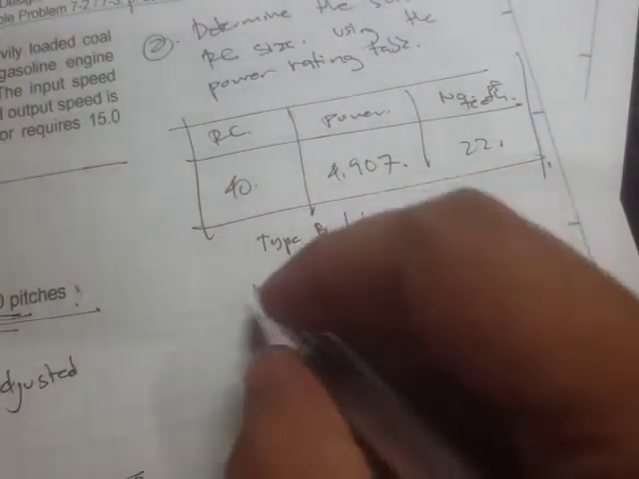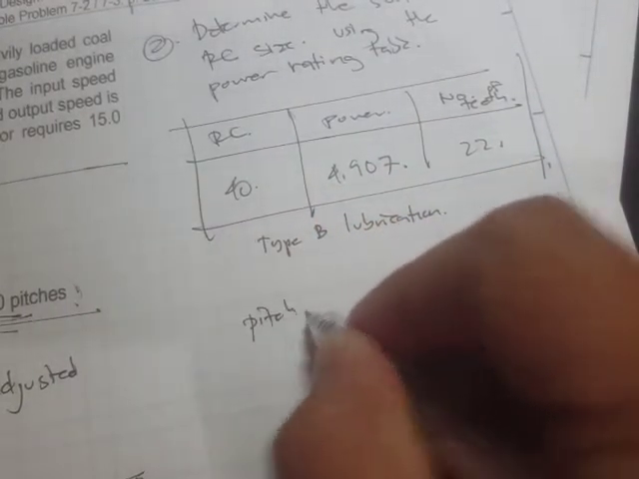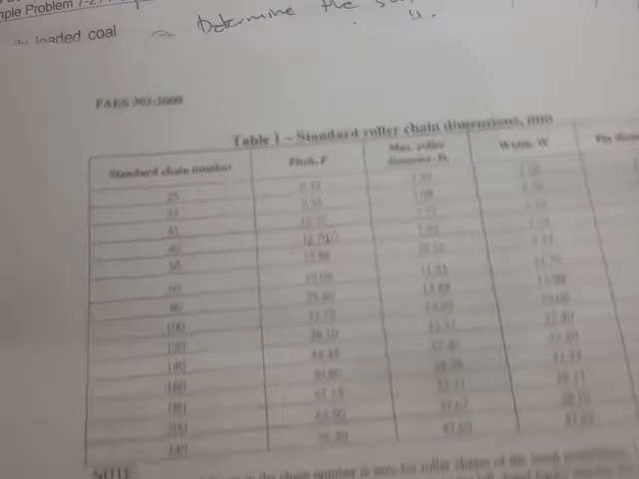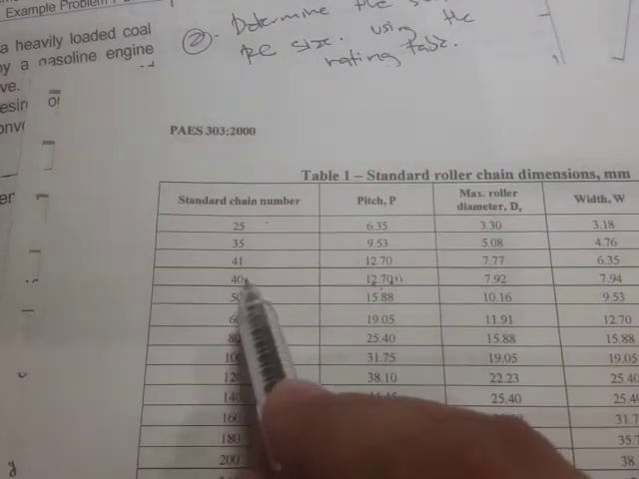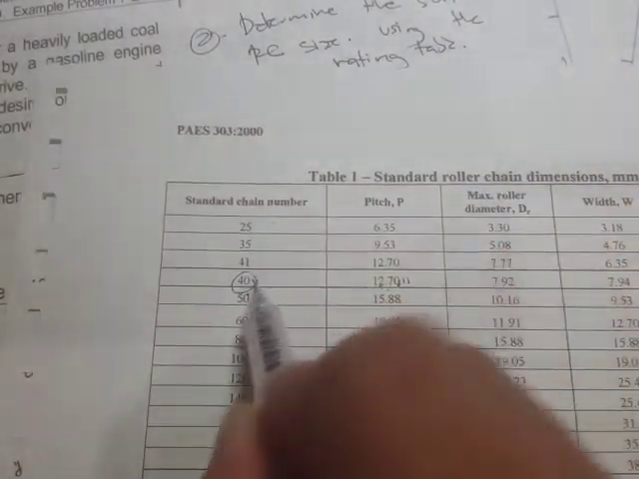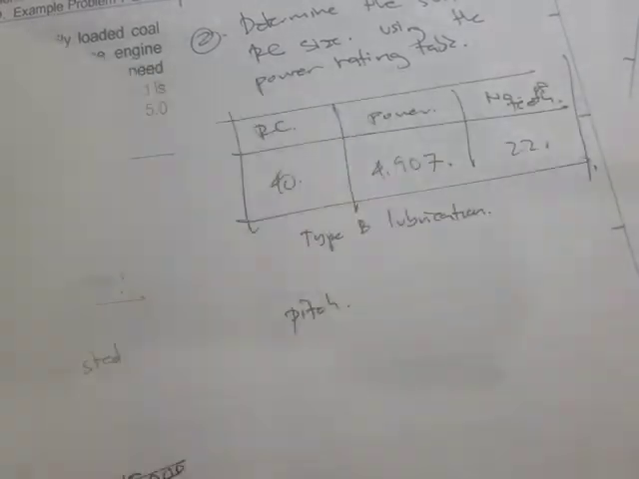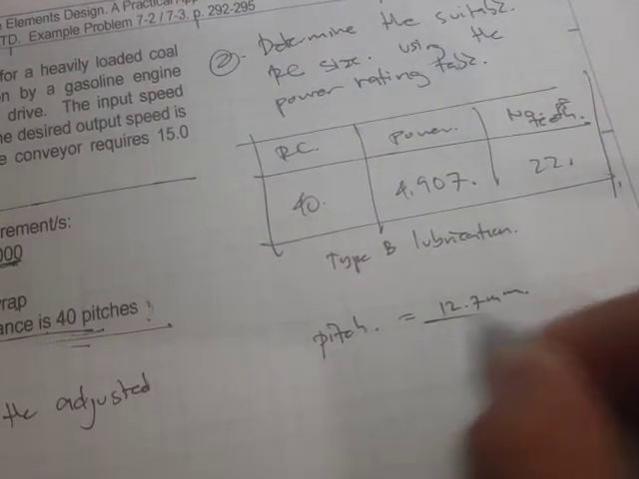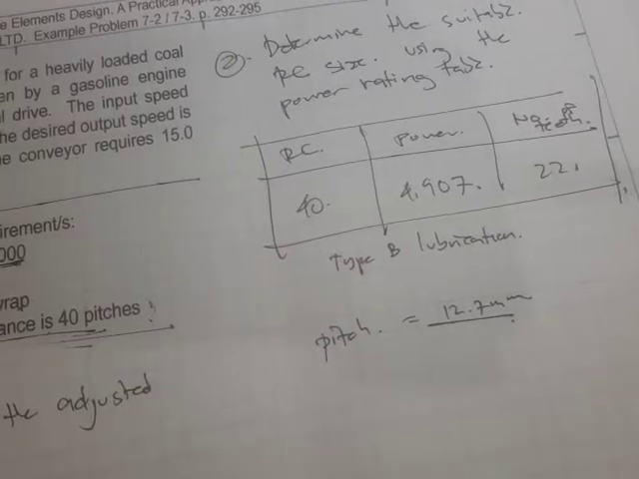For the pitch, we will use table 1. Here's our chain number RC40, and the pitch would be 12.7 mm, right?